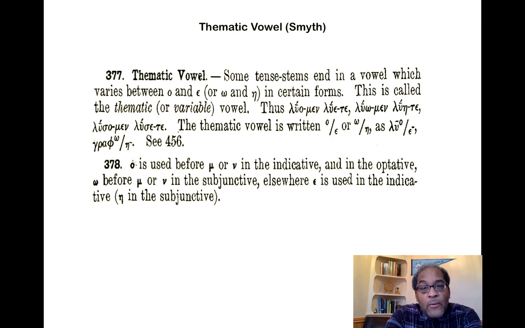Omicron appears before mu and nu in the indicative and in the optative. Omega occurs before mu and nu in the subjunctive. Elsewhere, epsilon is used in the indicative and eta in the subjunctive. So we'll learn all about the subjunctive further down the road. But this variation of thematic vowels and the notion of thematic vowel is just a very important one to understanding the way Greek verbs work.